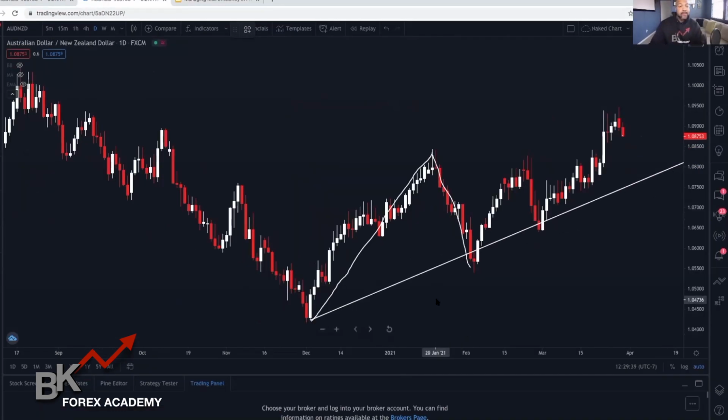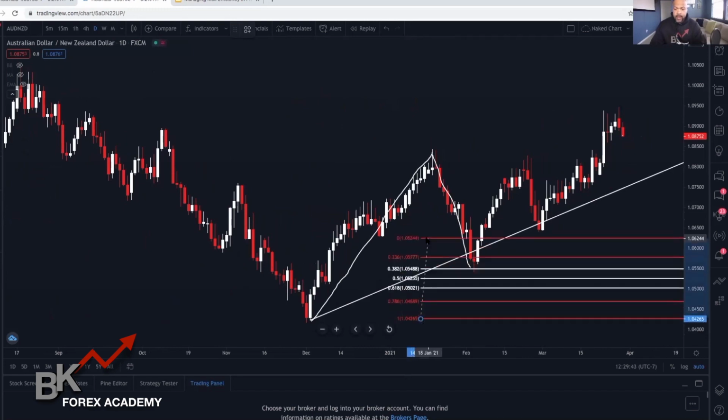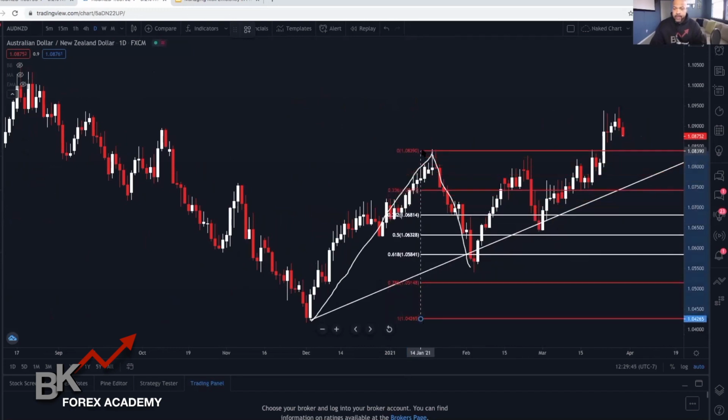Okay, now we want to grab our Fibonacci tool. We want to grab from the bottom of our trend, all the way up to the peak there. And we are between 61 and 75% retracement. Now, as I mentioned in the beginning, medium is anywhere between 50 to 75% retracement, so that will be considered a medium pullback here. All right, so let's go ahead and get rid of that.